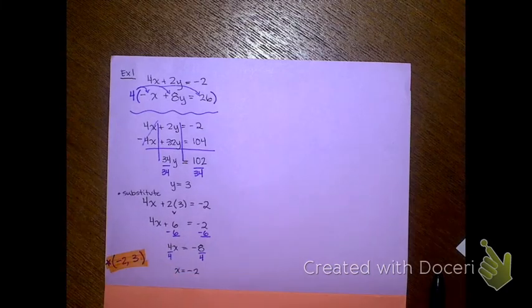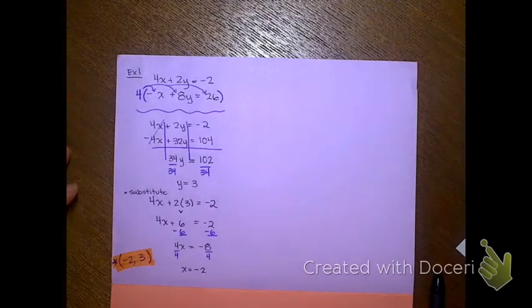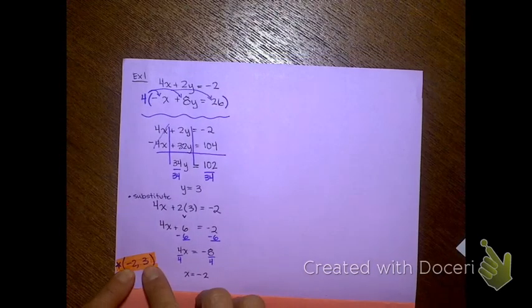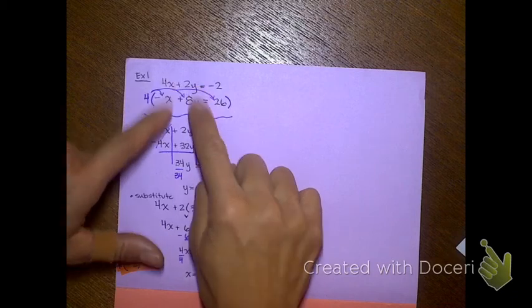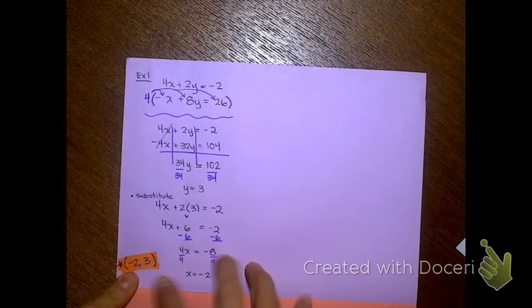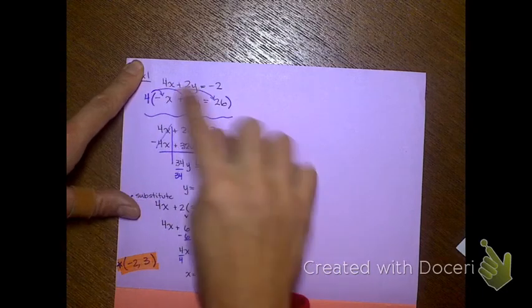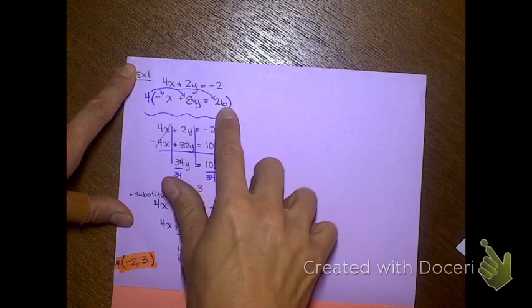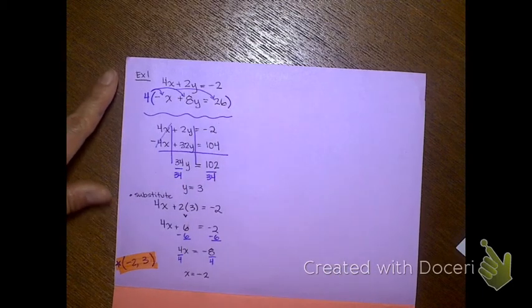The final answer. Now, if you want to check if this is the right answer, you can take this x and y and plug it into both of the original equations you started with. If we plug it in up top, this whole side will end up making negative 2. And if I plug it in here, this whole side would end up making 26. And that's how I know that I solved it correctly.